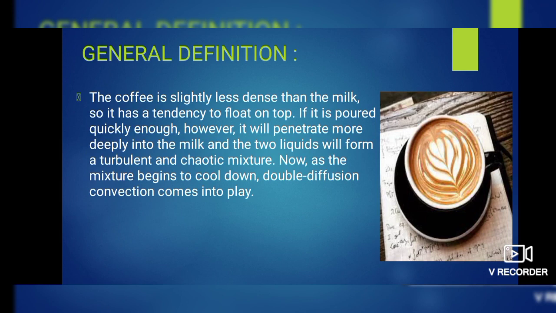If it is poured quickly enough, however, it will penetrate more deeply into the milk and the two liquids will form a turbulent and chaotic mixture. Now, as the mixture begins to cool down, double diffusion convection comes into play.